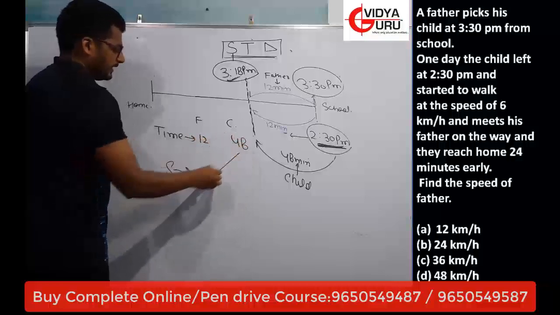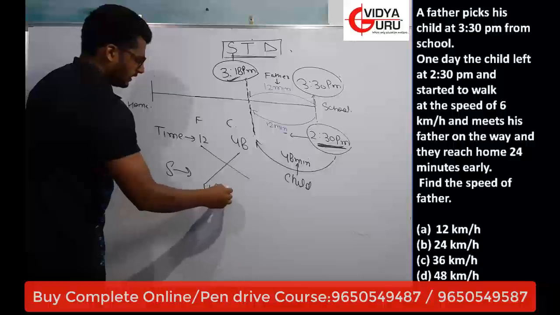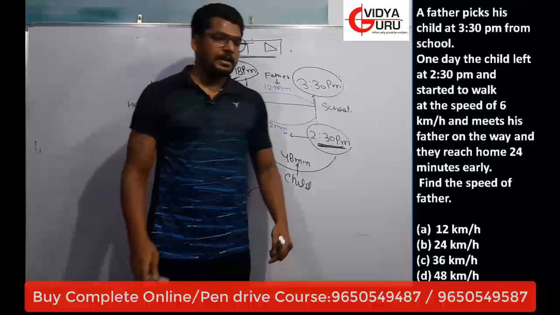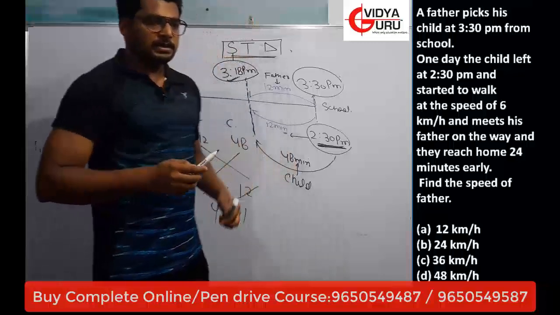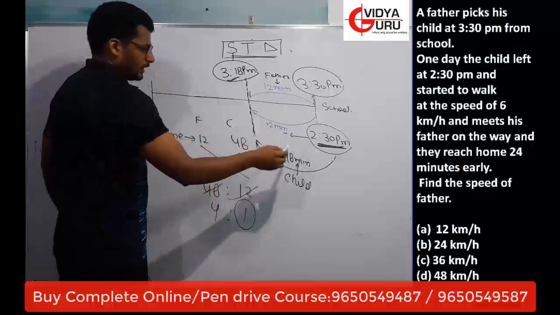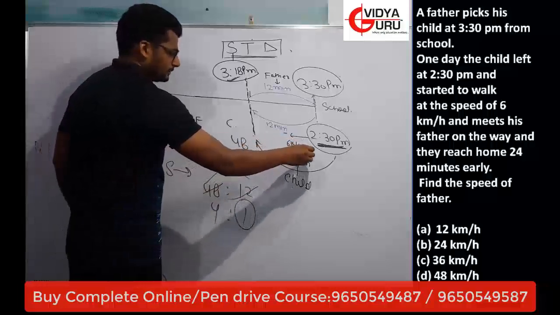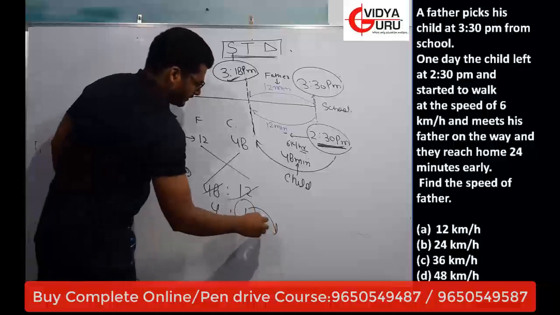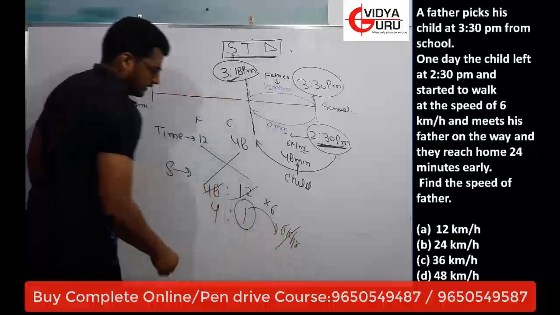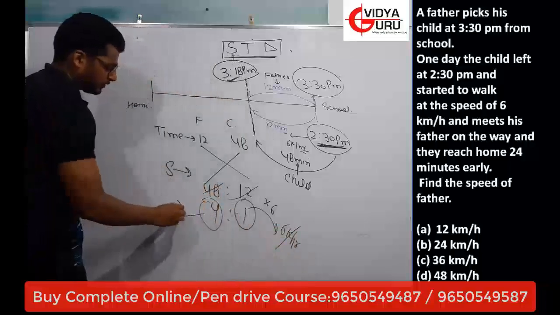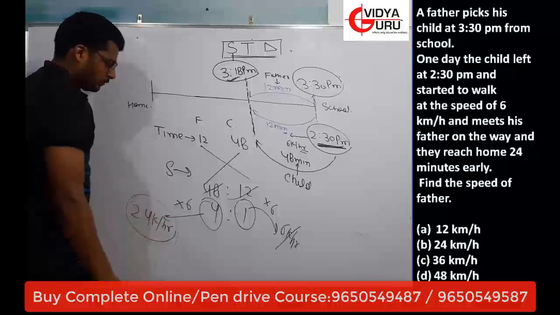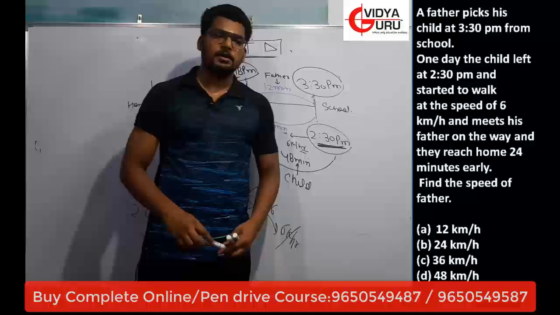What will be the ratio of speed? Reverse of this. 48:12, 4:1. Question is saying speed of son is given. He started walking at 6 km/h. Speed of son is 6 km/h, and value 1 is 6. What will be the value of 4? 24 km/h. Speed of father was asked, which is 24 km/h, option number B.